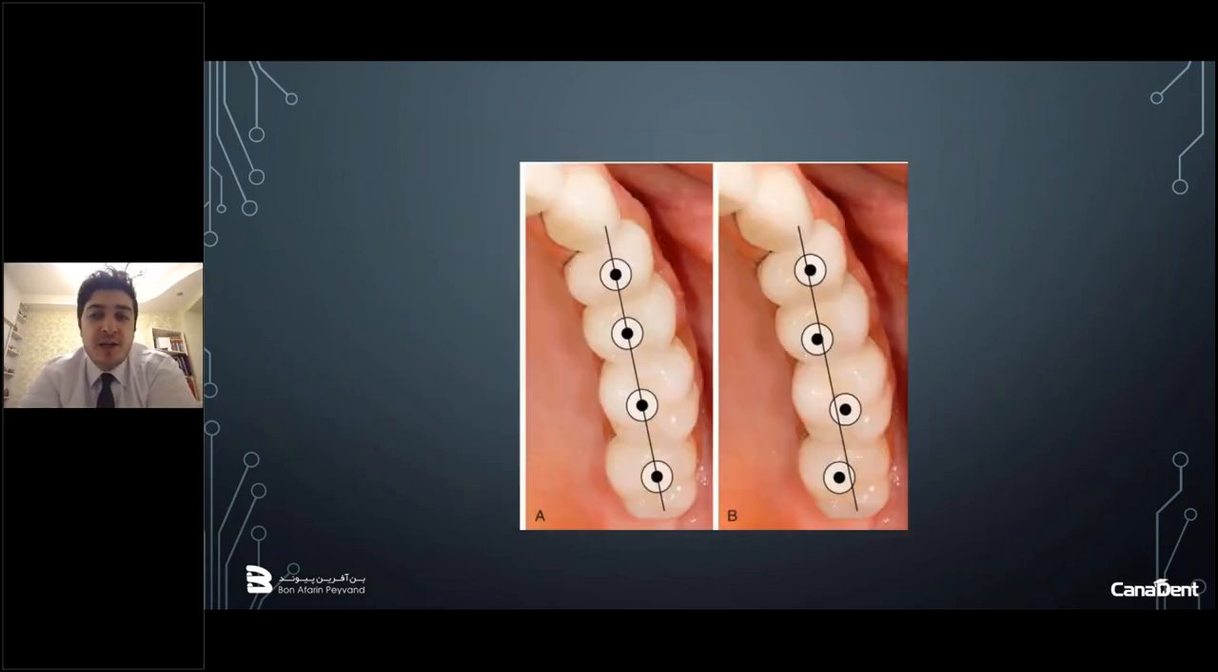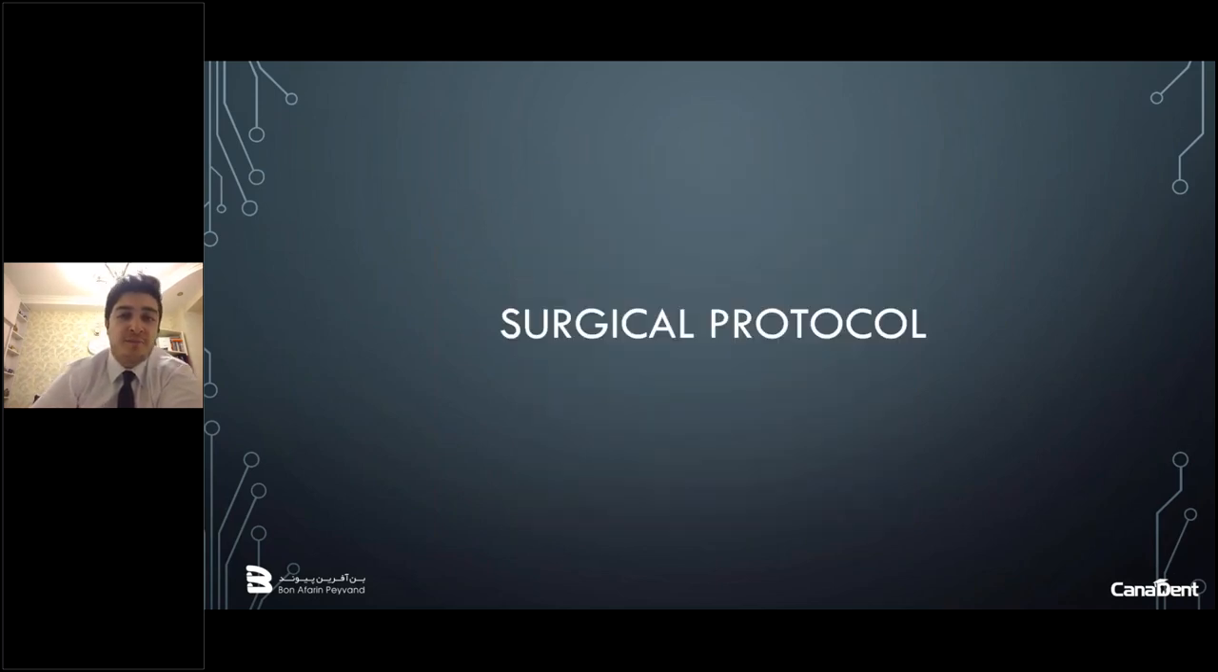A straight line or linear arrangement of multiple implants should be avoided, as this provides the least biomechanical advantage and is the least resistant to torquing forces caused by off-center occlusal and lateral loads. Implants should be placed in a more curvilinear or staggered fashion, and they must not all be in a line, because the occlusal force distribution will not be as good as if it is staggered or curvilinear.